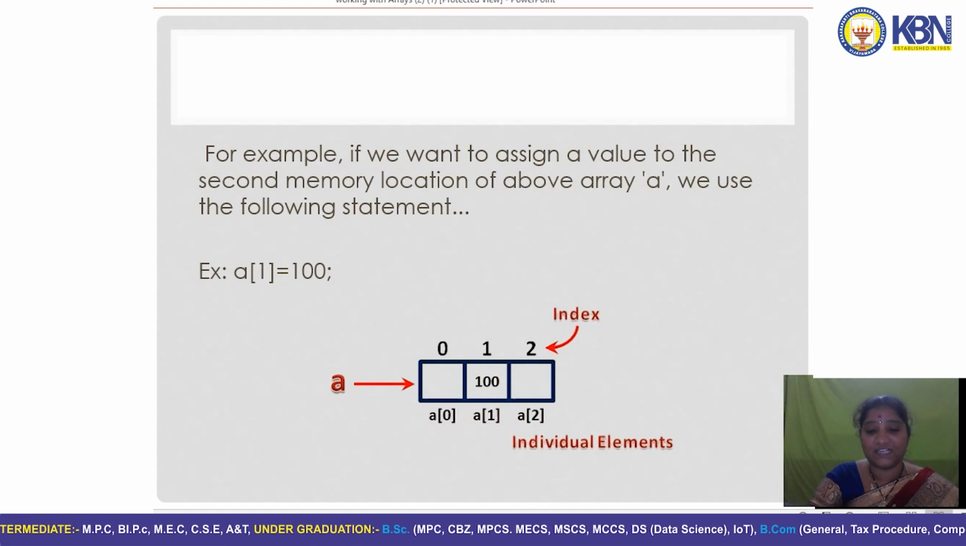For example, we can give a value to a of 1. This is an individual value, you know? That's why we can give a of 1 is equal to 100. So the memory stores a of 1 is equal to 100.